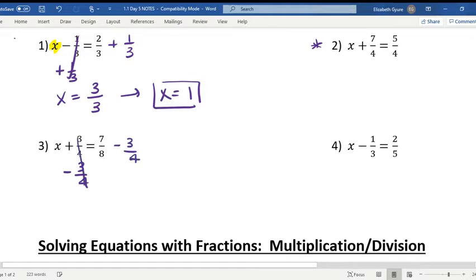On the left, they cancel, and then we're left with 7/8 minus 3/4. Can that be subtracted the way it's written right now, though? The bottom needs to be the same, exactly. One of them has an 8 on the bottom, the other has a 4 on the bottom. What could we change that to be?